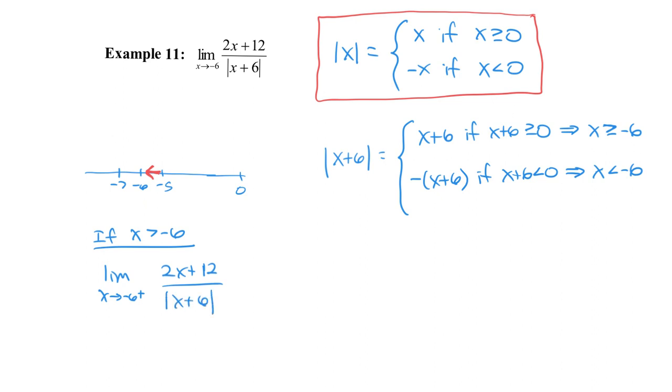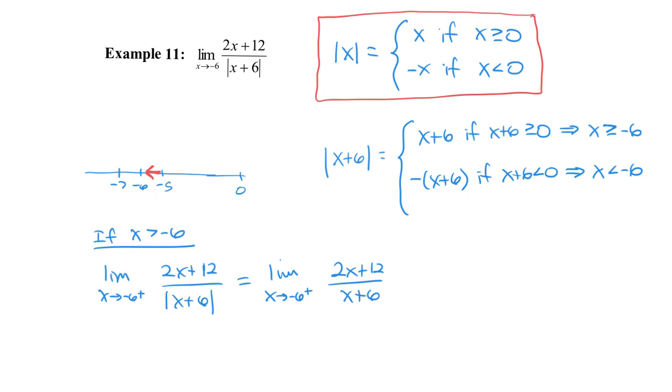Well, we are approaching it from the right. Well, from the right, it means that x is greater than negative 6, so that this absolute value of x plus 6 is the same as x plus 6. These are the same. So I could rewrite this. You could say this is equal to the limit as x approaches negative 6 from the right, 2x plus 12 over x plus 6. And I already messed that up. I don't need the absolute value there. I just need x plus 6, right? Because we just said absolute value of x plus 6 is x plus 6 if x is greater than or equal to negative 6, which it is because we're coming in from the right.